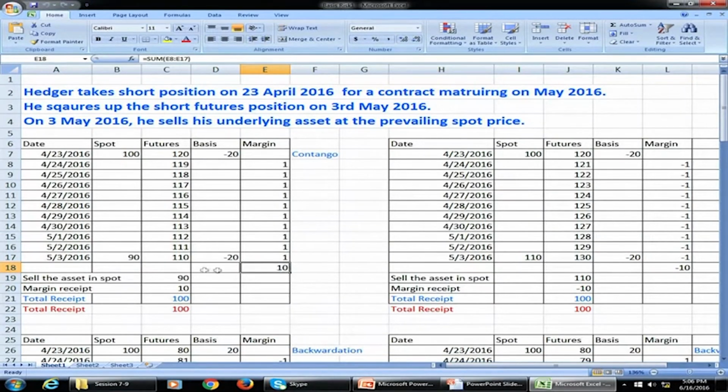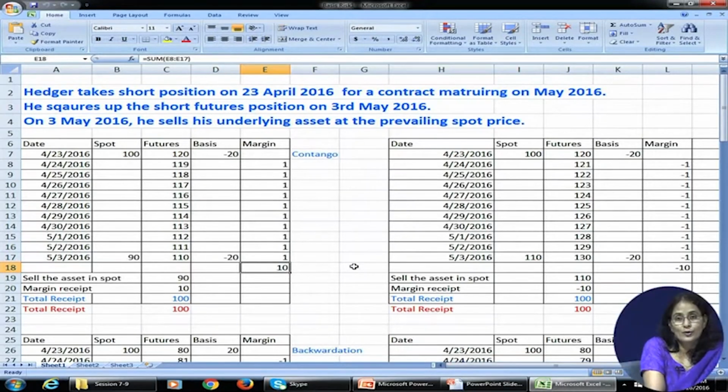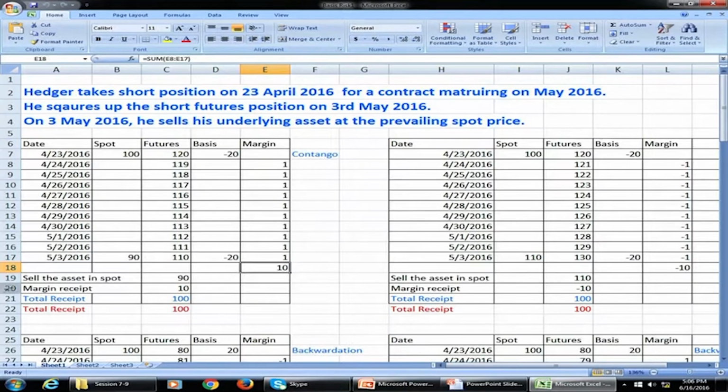Now let's say he sells the underlying asset at the prevailing spot market price. He goes to the market and finds that the price has gone down, which is his fear, from 100 rupees to 90 rupees. So he sells the underlying asset in the market at 90 rupees. However, he gets 10 rupees as profit from the futures contract, resulting in a total receipt of 100 rupees.